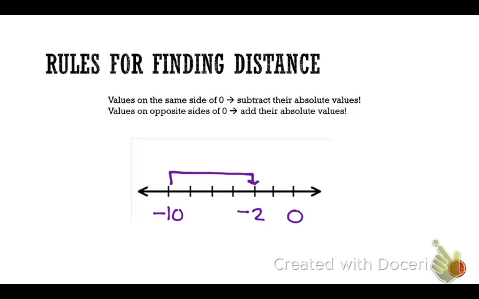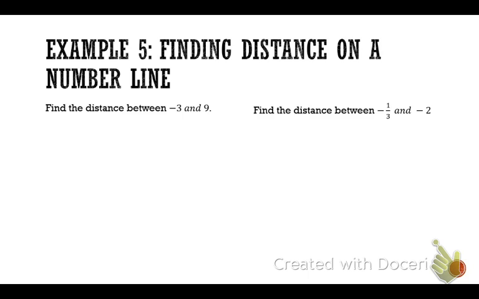Let's do another one. Negative 20 and negative 10. They're both on the left side of 0, the same side of 0. So what do we do? Subtract. How many units between them? 10. How are we doing on that? Don't get it confused with your other rules, but I think honestly that might be the easiest way to find distance.